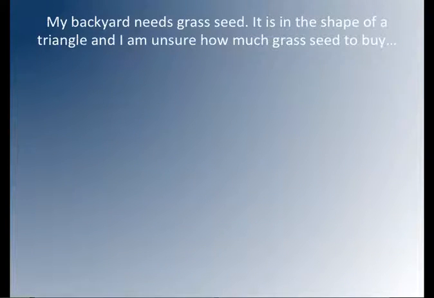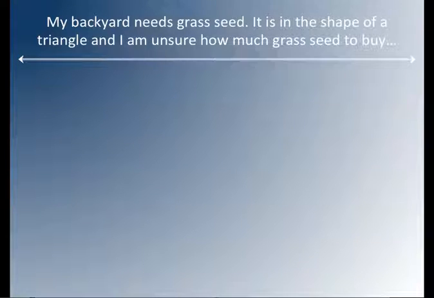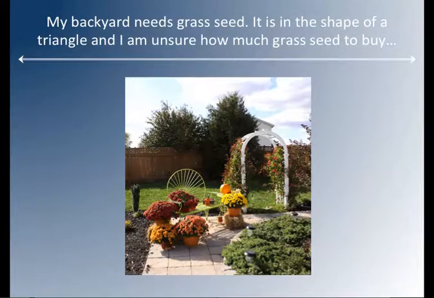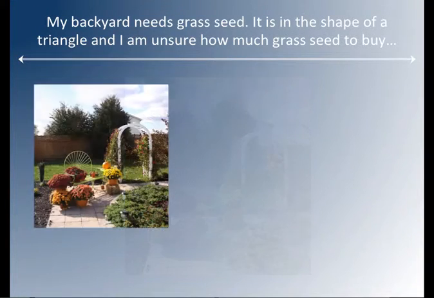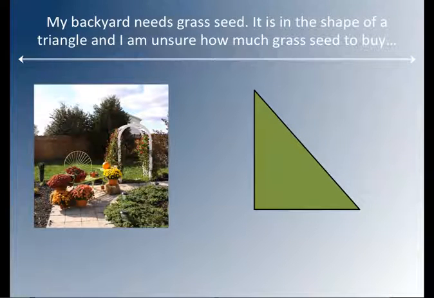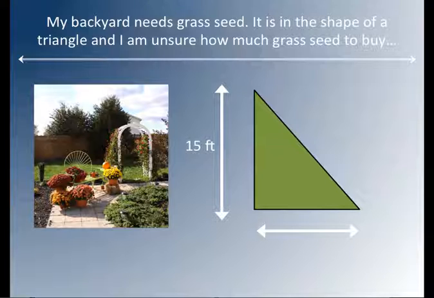Another example we might come across is, what if I have a backyard and I'm trying to reseed it? It needs grass seed. It's in the shape of a triangle and I'm unsure how much grass seed to buy. You don't want to get halfway through a job like this in your backyard and realize that you need another bag of grass seed. That's not a good way to start out your spring or your summer. So let's take a look at the shape of this as a triangle. My metaphorical backyard is going to be a little bit tinier than you might be used to. So we're going to say the height of this triangle is 15 feet, and the width of this triangle, or the base, is 10 feet.